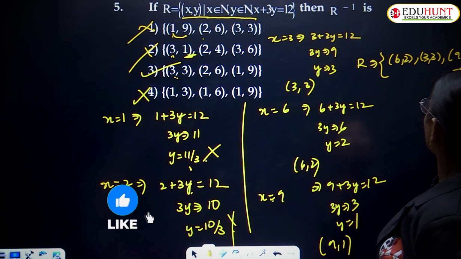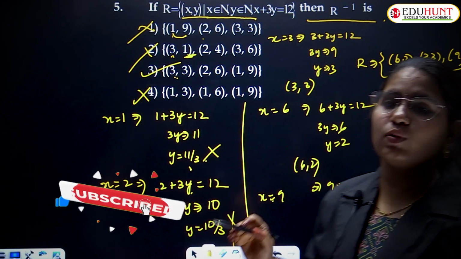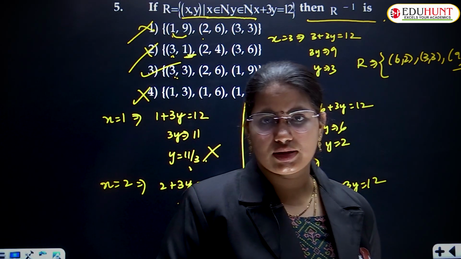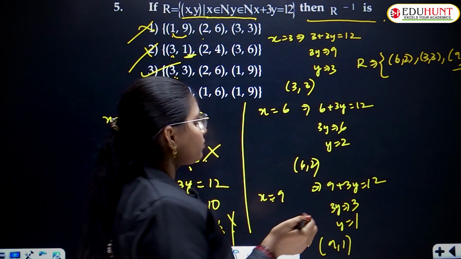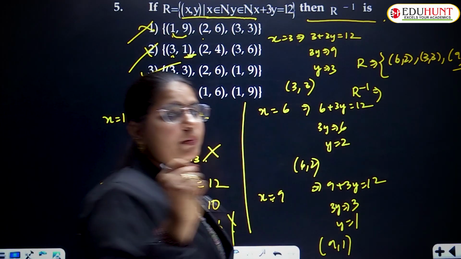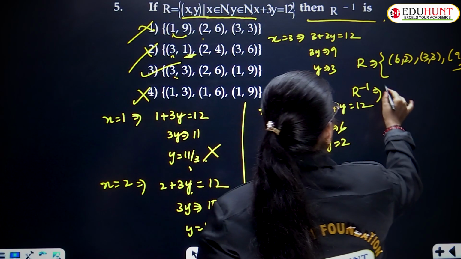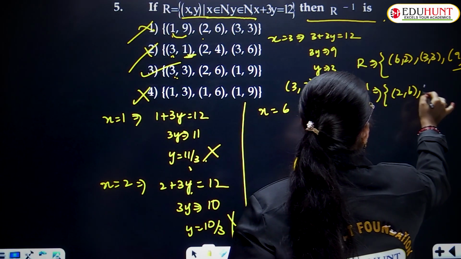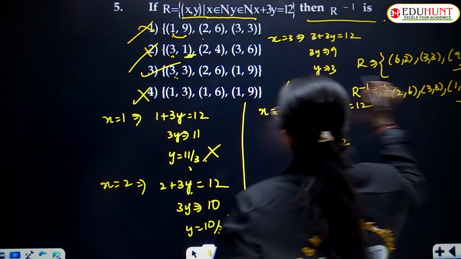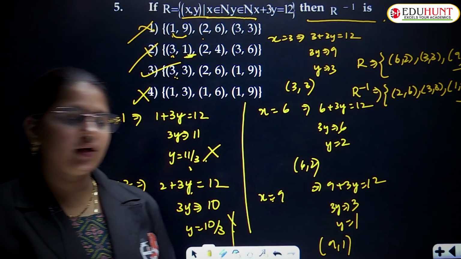So this is R, right? But what they were asking here is R inverse. So they were asking us to find the value of R inverse. So you need to just flip the elements. If you have (a, b), you have to flip it and write (b, a). That is the definition of inverse of a relation, right? So R inverse is (2, 6), (3, 3) and (1, 9), which is option 3. It is satisfied. I hope everybody got clear with this question.